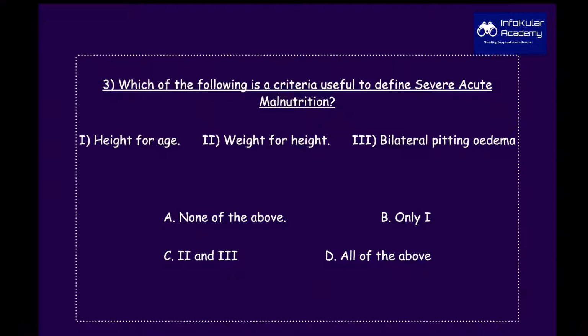The next question is, which of the following is a criteria useful to define severe acute malnutrition? A. Height for age, weight for age, and bilateral pitting edema. A pattern just to elongate the time duration. The options are none of the above, only 1, 2 and 3, all of the above.